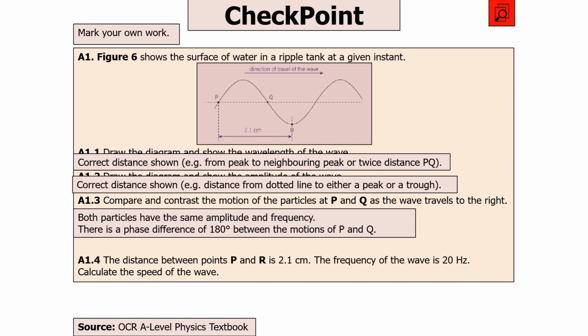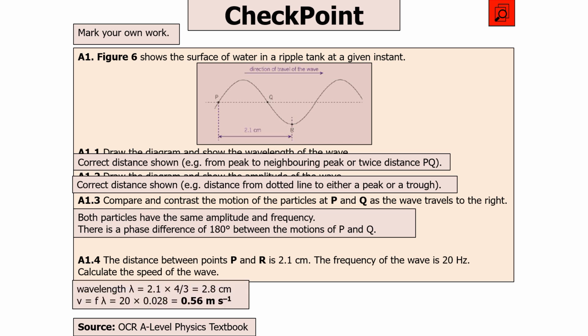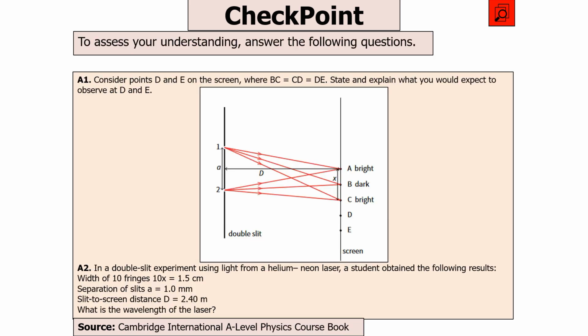Now, if the distance between P and R is 2.1 centimeters, we can say that the wavelength is going to be 2.8 centimeters, because you can see P to R is 3/4 of a wave, so one whole wave is going to be 2.8 centimeters. So we can say 2.8 centimeters, or 0.028 meters, times the frequency 20 Hz is equal to 0.56 meters per second.